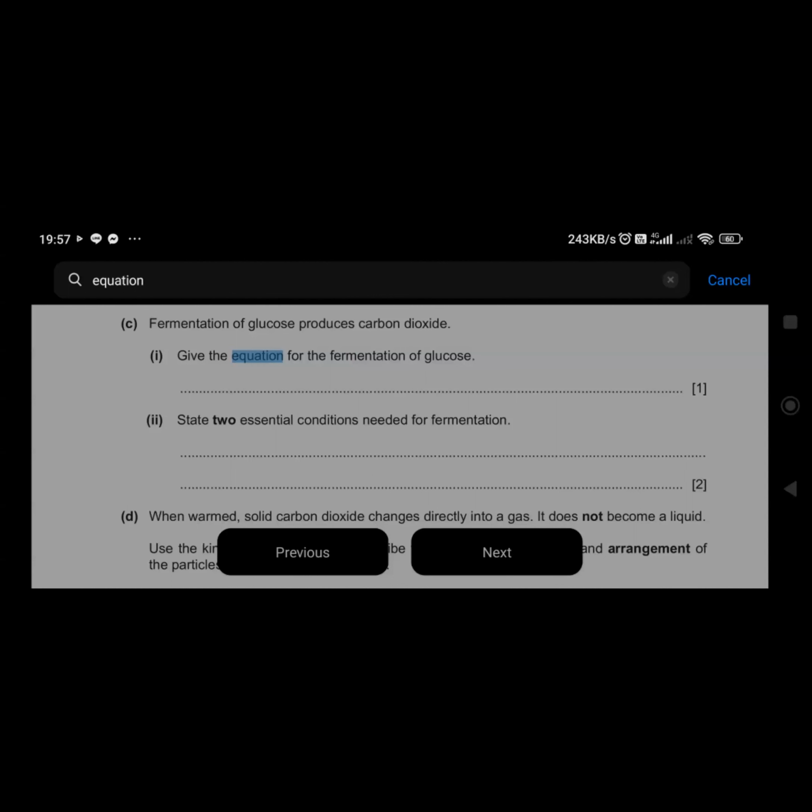Next one is this one. Okay, fermentation of glucose produces carbon dioxide. These kinds of statements are there sometimes, and they ask you to give the equation for the fermentation of glucose. What does that mean? Glucose, you should know glucose, C6H12O6, right? Now you should know how to write carbon dioxide also, CO2. And don't write nonsense here, right? And you know what else is produced, right? Fermentation reaction means you get ethanol as well. The other product is ethanol. So we need to write this.